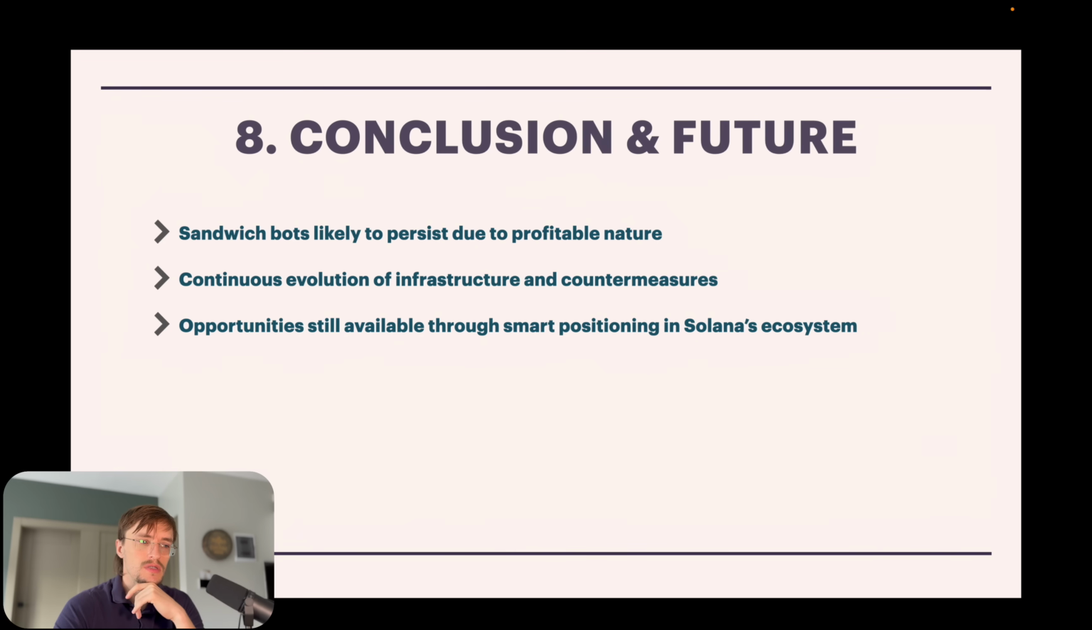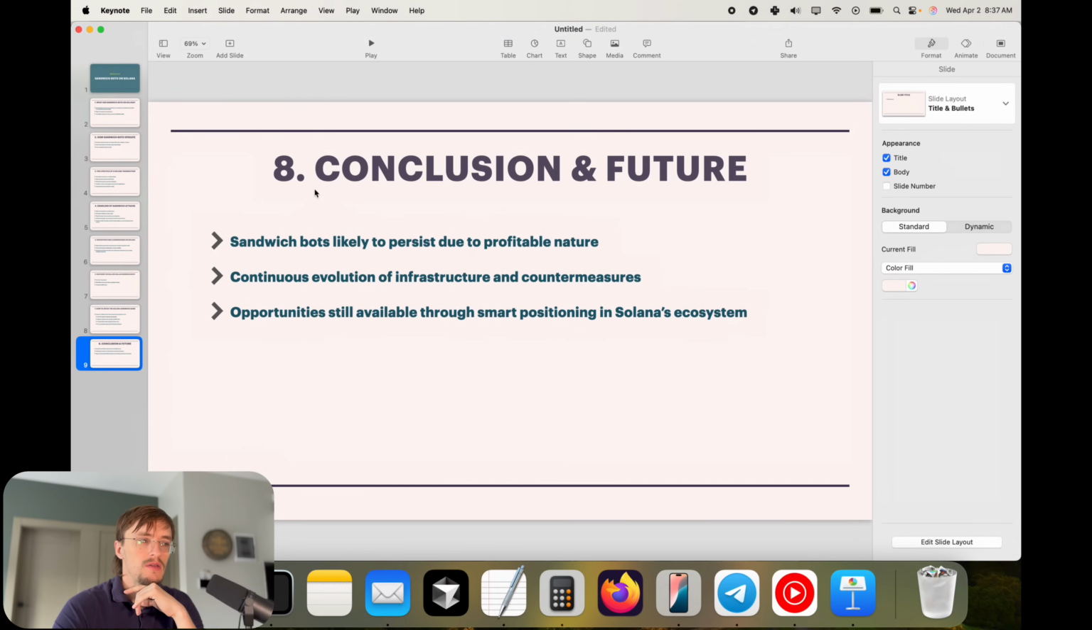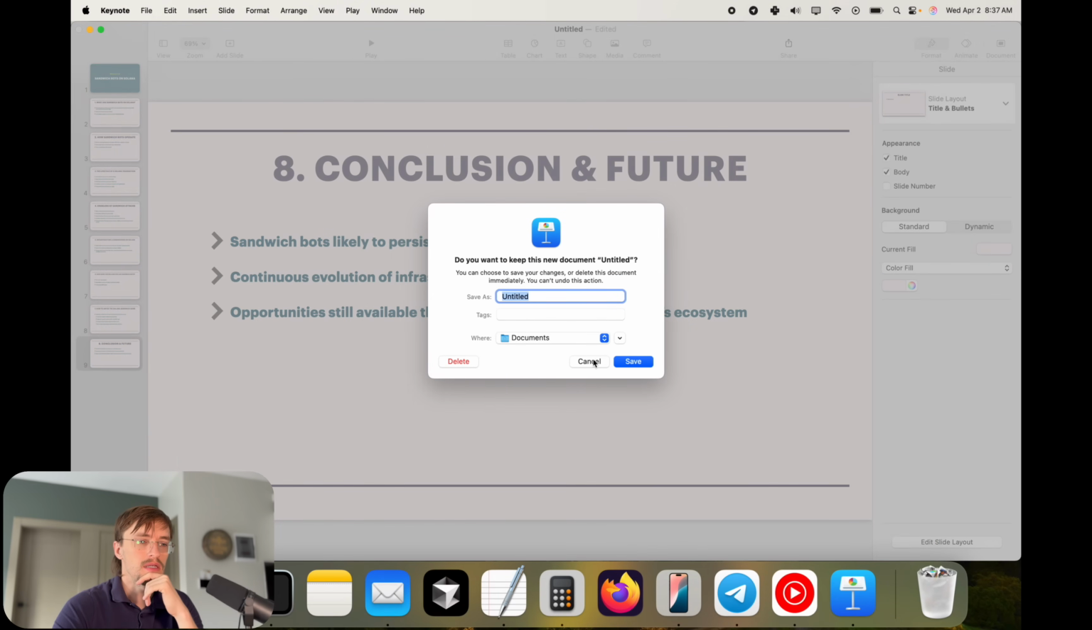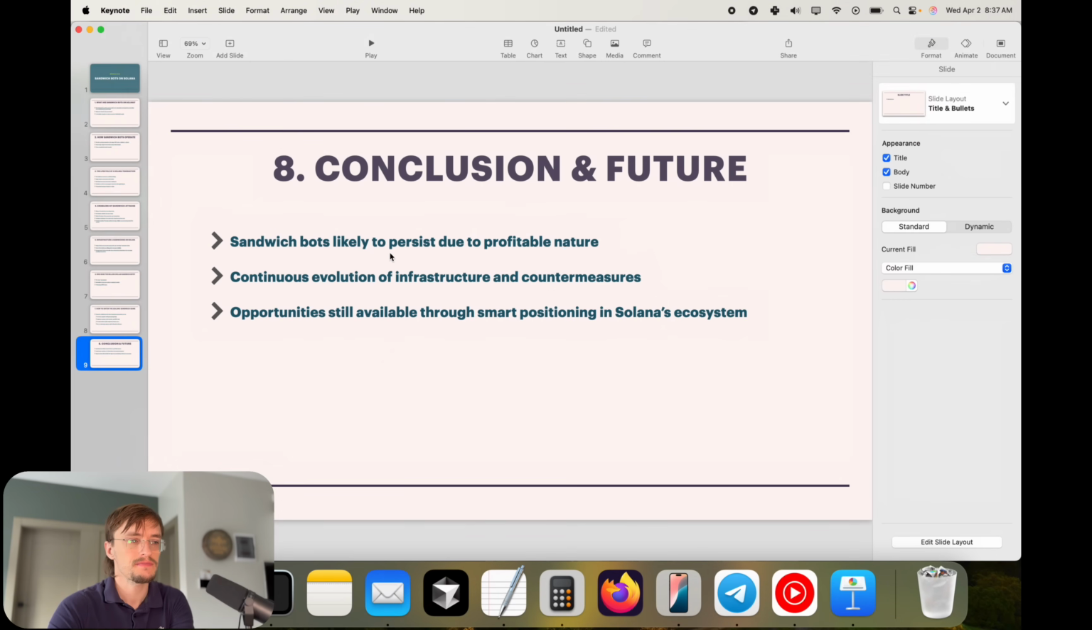Conclusions: sandwich bots are likely to persist. They will continue to evolve and change their operations, and there are still opportunities out there. Let's take a look at the sandwich bots that I mentioned.